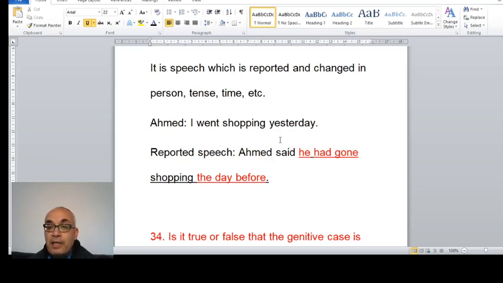Ahmed said he, and I change past to past perfect. And I change time, which is yesterday, to the day before. So I make three changes in this sentence. And this sentence is the reported speech.